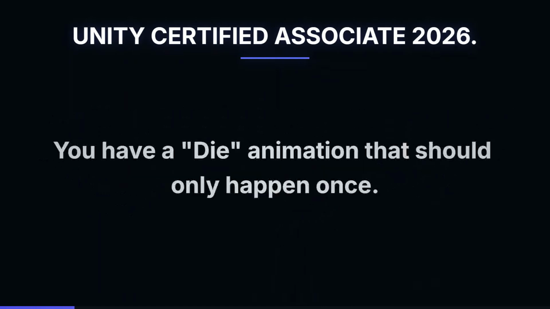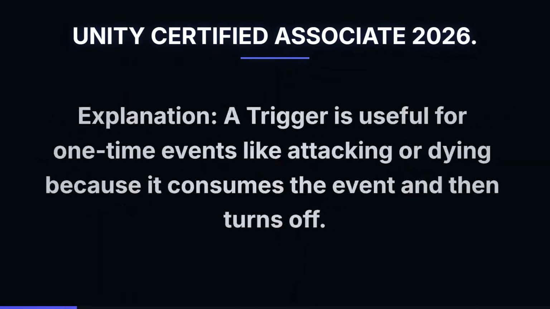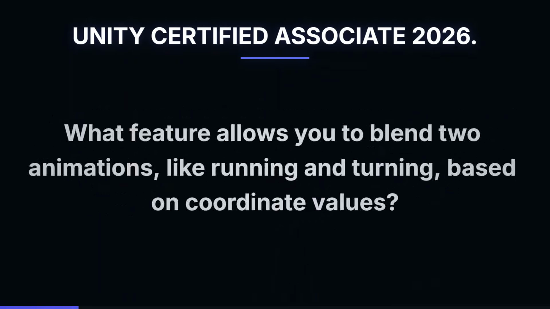8. You have a die animation that should only happen once. Which parameter type acts like a button press that resets automatically? Answer: trigger. Explanation: a trigger is useful for one-time events like attacking or dying because it consumes the event and then turns off.